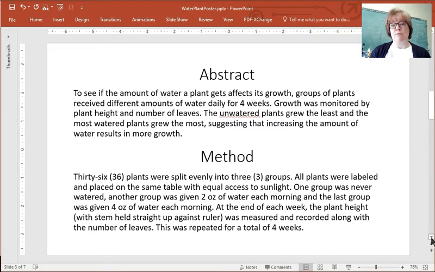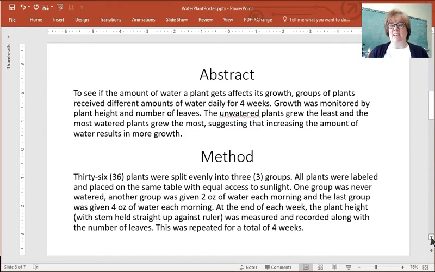So remember, my project was studying plants, and I wanted to see if it mattered whether I watered them or not. So in my abstract, I say, to see if the amount of water a plant gets affects its growth, groups of plants received different amounts of water daily for 4 weeks. Growth was monitored by plant height and number of leaves. The unwatered plants grew the least and the most watered plants grew the most, suggesting that increasing the amount of water results in more growth.